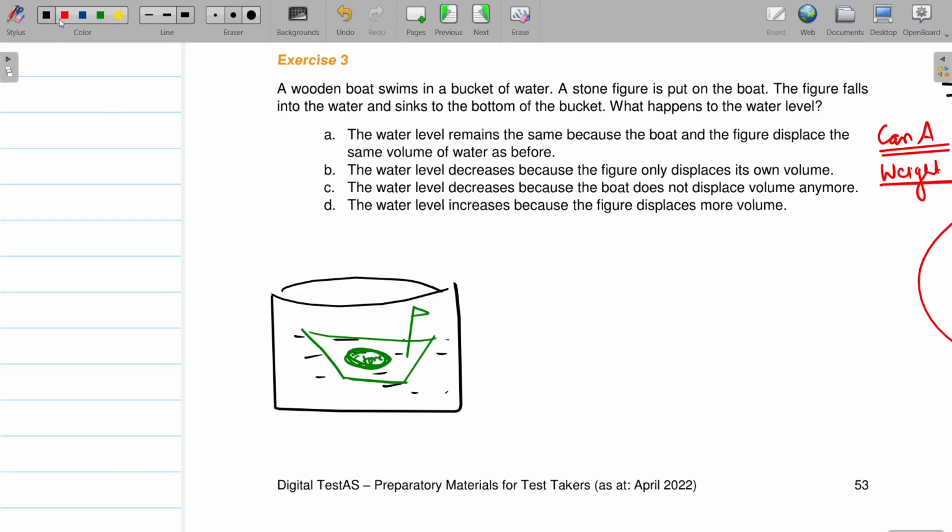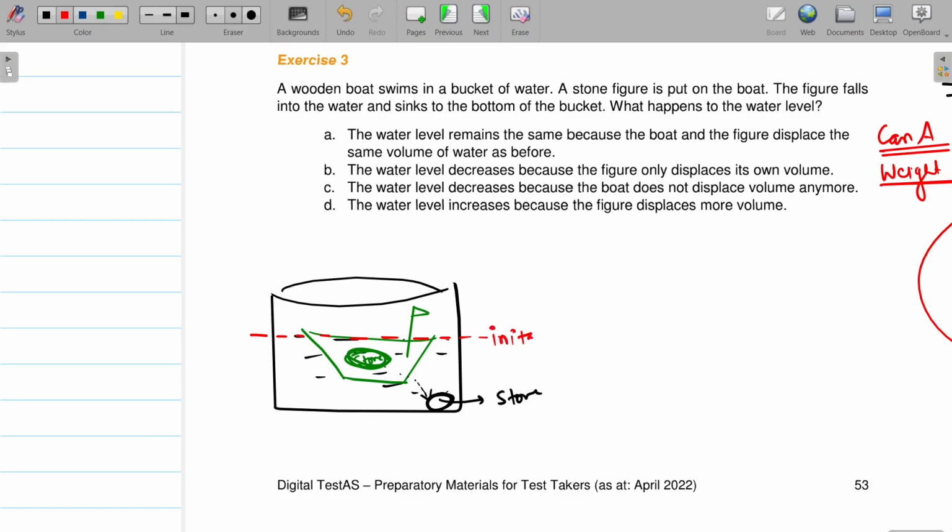The figure falls into the water and sinks to the bottom. Obviously, when it falls, it will sink into the water. So this is the stone falling down inside the water. Okay, what happens to the water level? Now we have to discuss what will be the level of water in this bucket. This was the initial level.